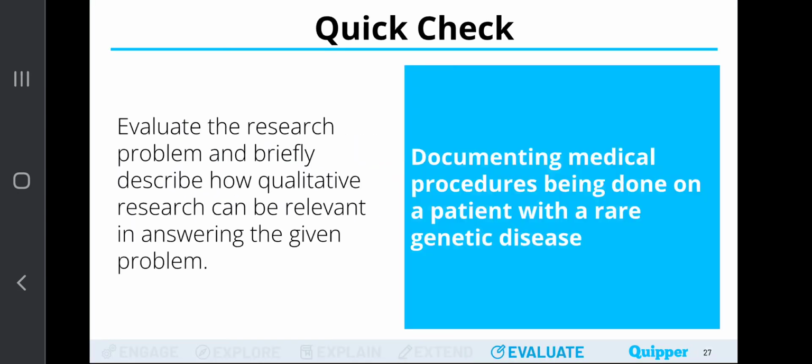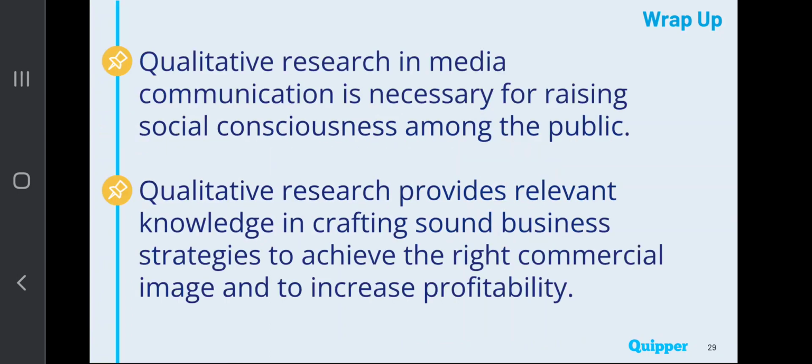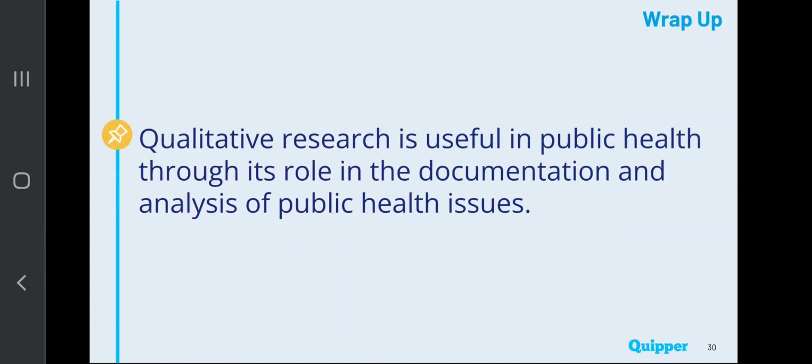In this class, I would like to wrap up the discussion that we have. Qualitative research is an efficient way of understanding changes in society because of its inclination to human experience and context. Qualitative research in media communication is necessary for raising social consciousness among the public, while qualitative research provides relevant knowledge in crafting sound business strategies to achieve the right commercial image and to increase profitability. Qualitative research is also useful in public health through its role in the documentation and analysis of public health issues.